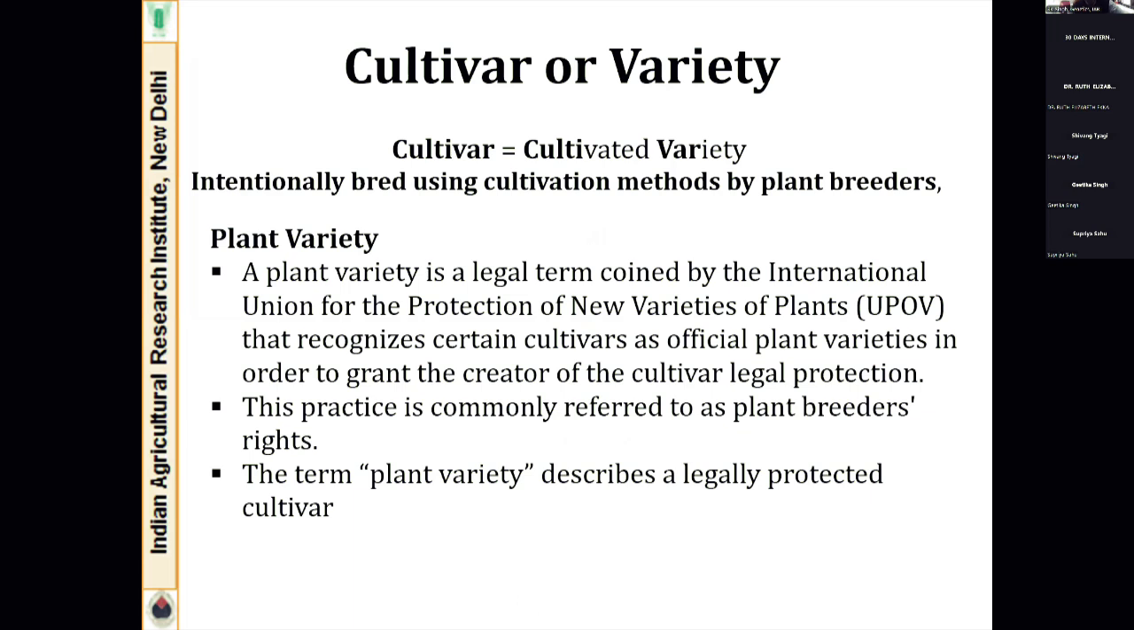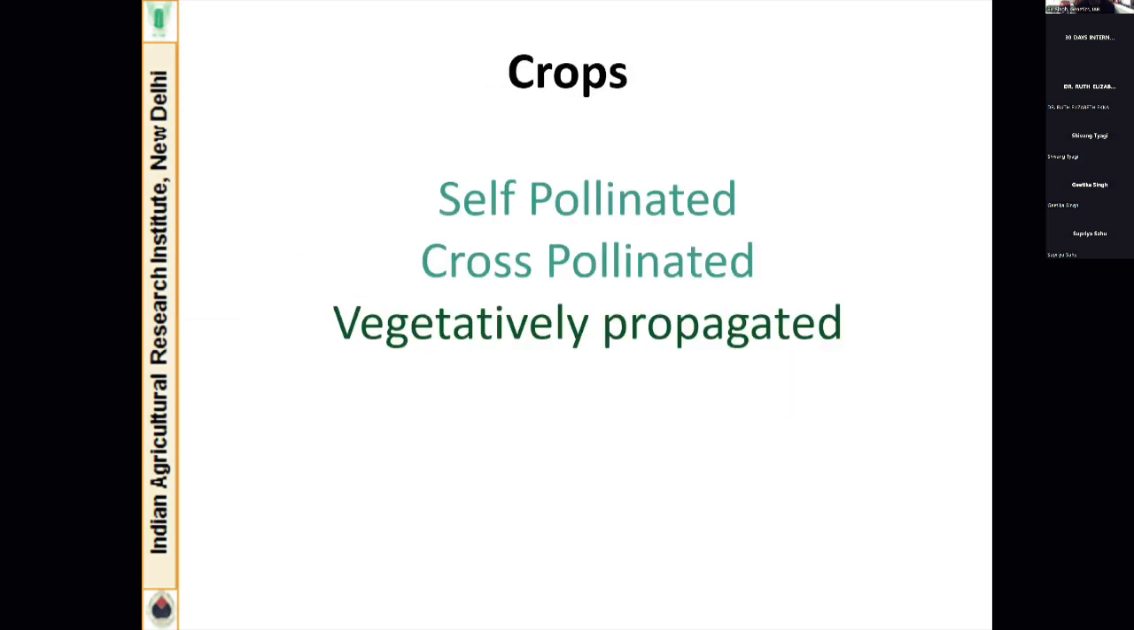A plant variety is a legal term for the cultivar as per the UPOV guidelines. And this practice is commonly referred to as plant breeders' right in development of variety. The term plant variety describes a legally protected cultivar. So variety and cultivar both are the same thing.